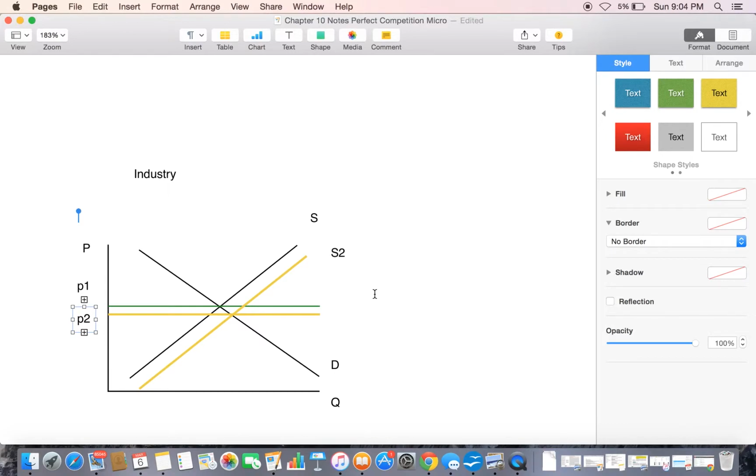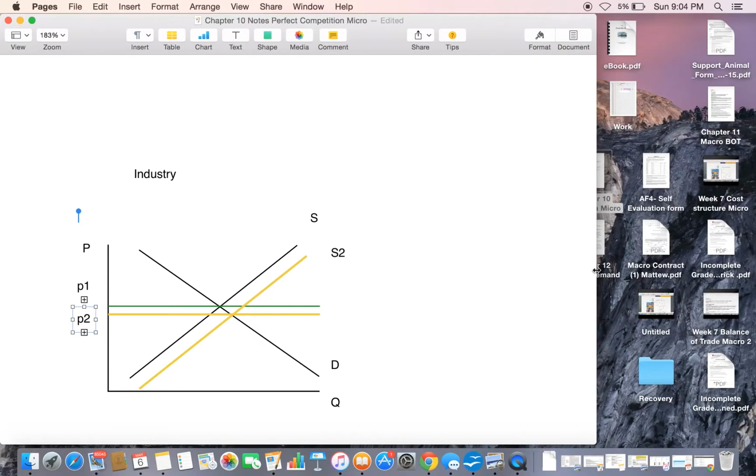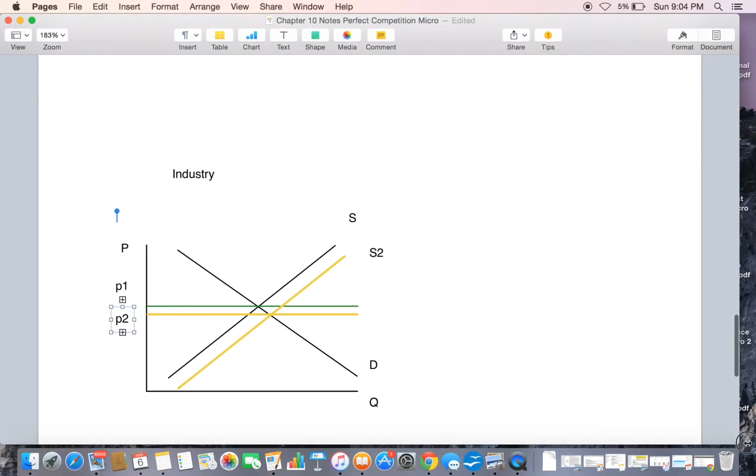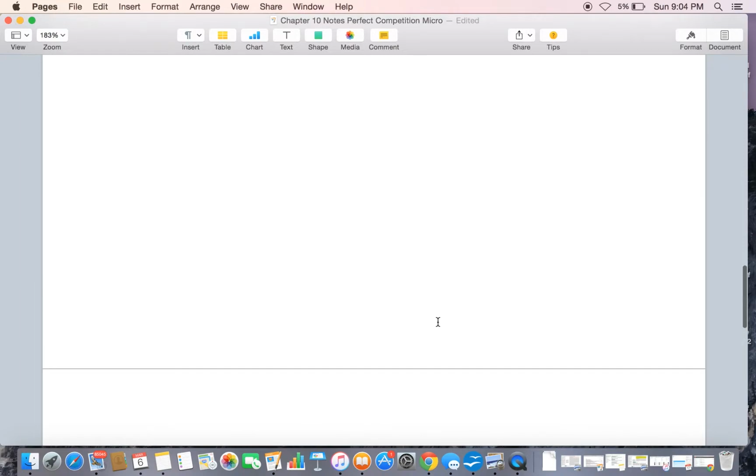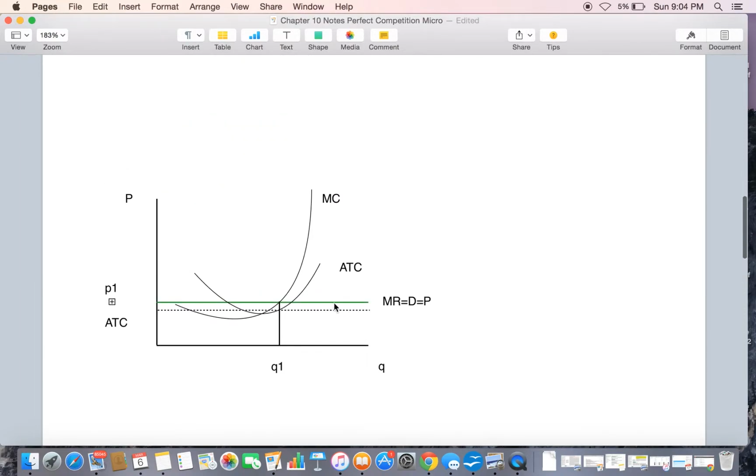Because the firm in perfect competition is a price taker, they are going to have to charge the new price based on the new intersection of our supply and demand, since our supply curve has shifted. What we will see happen is that in the long run, the firm will end up charging where marginal cost equals marginal revenue at the minimum point on their average total cost curve.